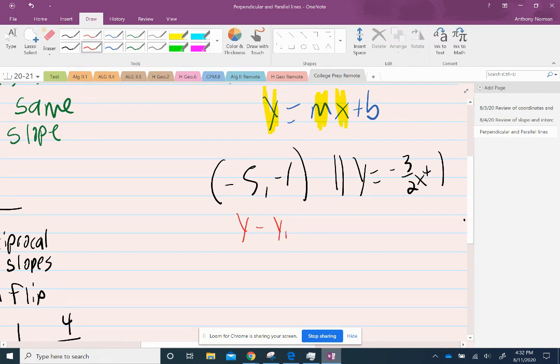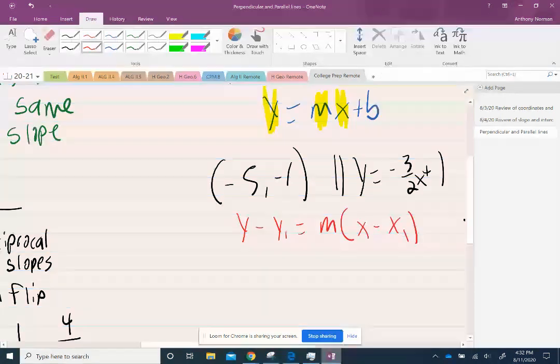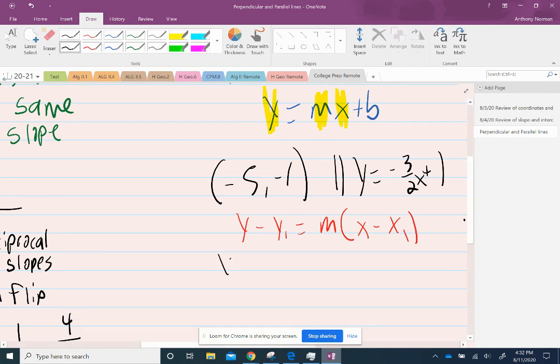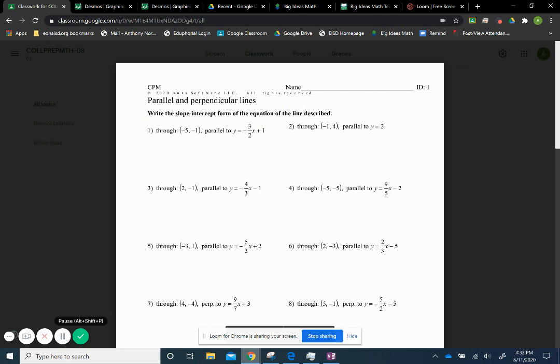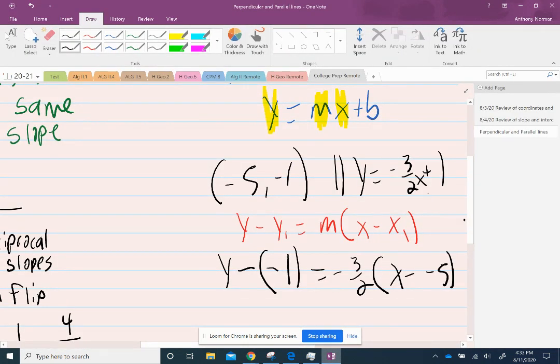Y minus y1 is equal to m times x minus x1. So y minus y1, there's only one y, minus y1 is equal to m, negative 3 over 2 times x minus x1. Notice for this, we don't care about this plus 1. We just need to know what the slope is of the parallel line.